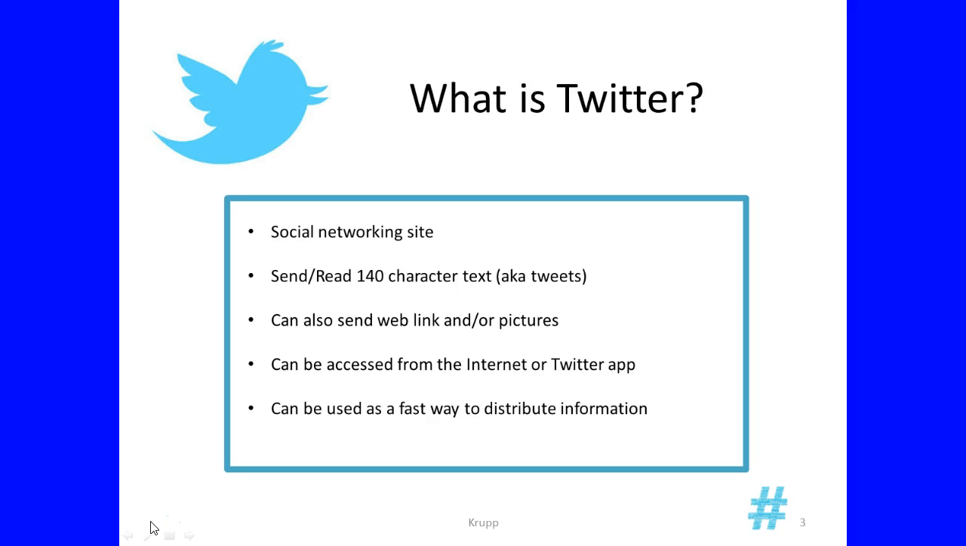Twitter is a social networking site that has specific limitations as far as communication. In fact, you're only able to use a maximum of 140 characters of text. Now these could be letters, these could be web links, and these also could be pictures. And one can access it from the internet or also on the Twitter app. It's a fast way to disseminate information, be concise, and effectively communicate what you want from that particular message.